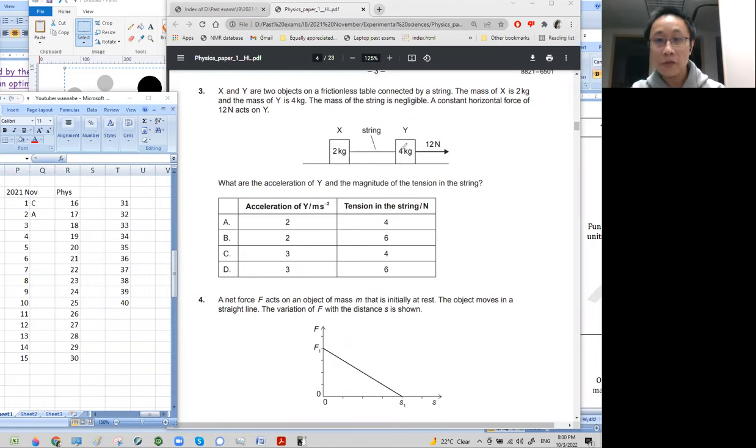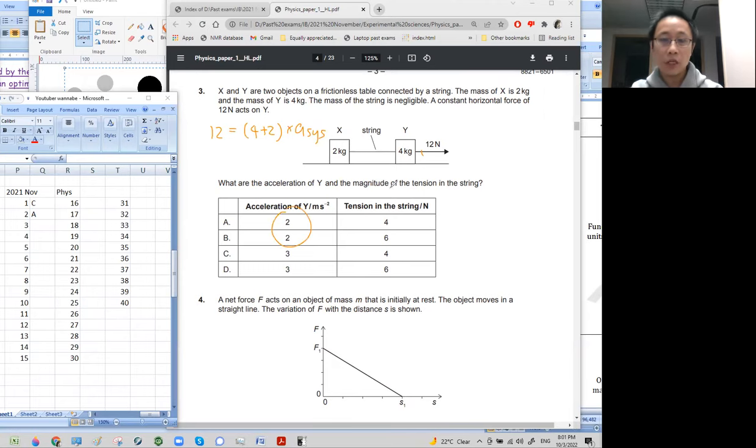Two objects' masses given. They also have a constant horizontal force of 12 newtons. Well, actually, this is the constant horizontal force of 12 newtons acting on Y that's shown. Frictionless table, oh, that's interesting. The acceleration of Y should be the same as the acceleration of the system. So you have 12 equals (4 + 2) times a, which is the same as the system. Therefore, a just equals 2.